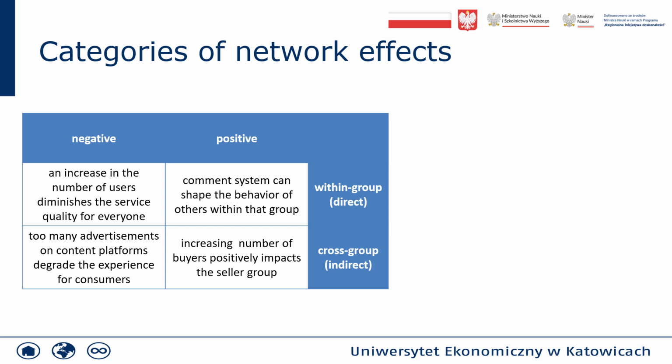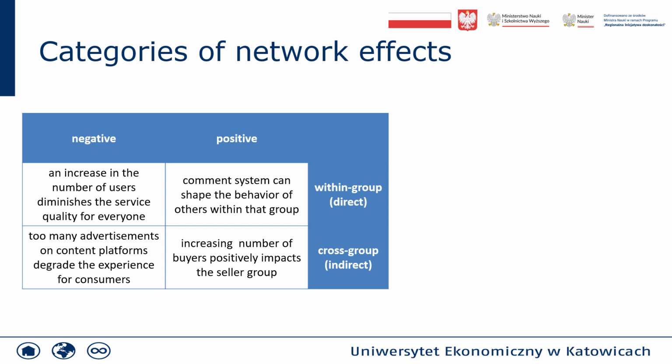Within-group effects occur when users of the same group on a platform positively or negatively influence each other. For example, users who communicate through a comment or review system can shape the behavior of others within that group. On the other hand, an increase in the number of users diminishes the service quality for everyone, like slower loading of the platform.